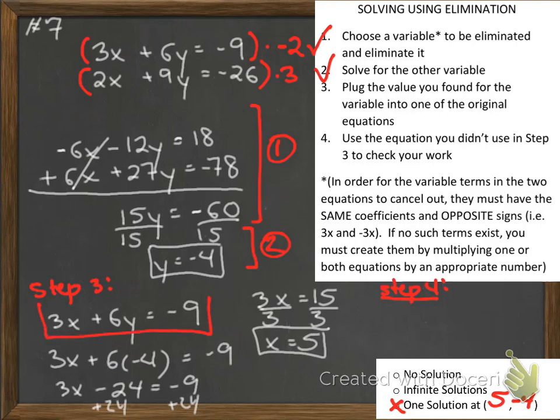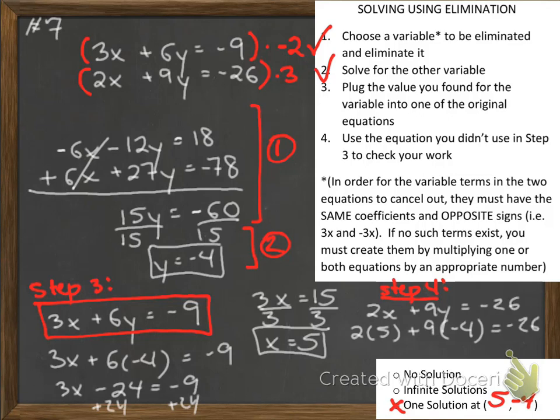Now, as I mentioned before, you have to use the equation you didn't use in step 3. So I already used the 3x one, so I have to use the other one, which is 2x plus 9y equals negative 26. So that's going to give me 2 times 5 plus 9 times negative 4 equals negative 26. So 10 minus 36 is negative 26. Well, 10 minus 36 is in fact negative 26. So we get negative 26 equals negative 26, and sure enough, that checks out.